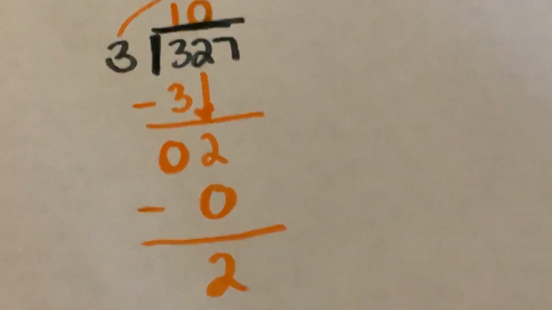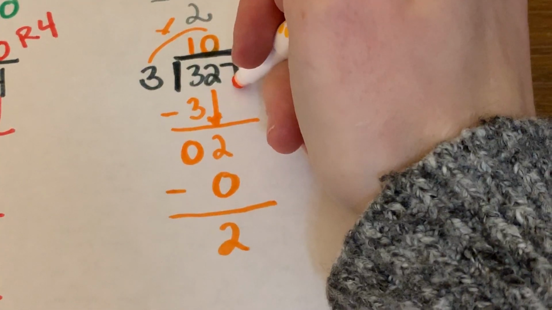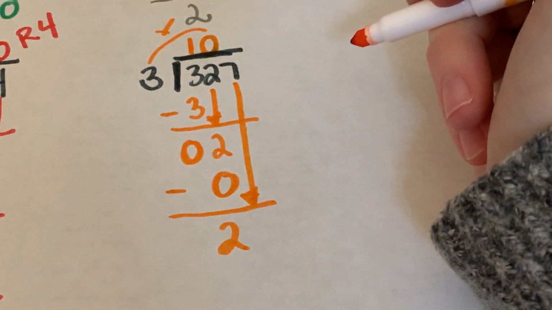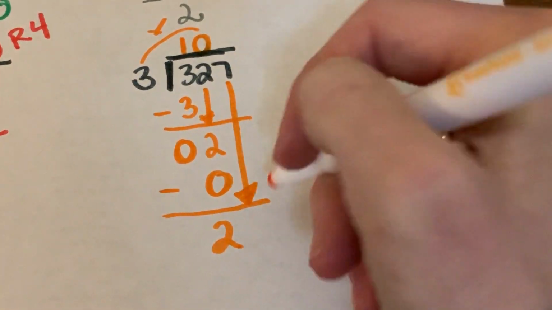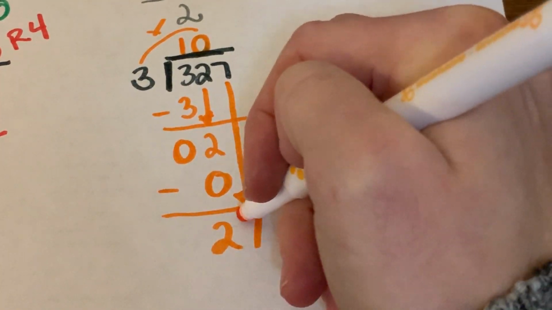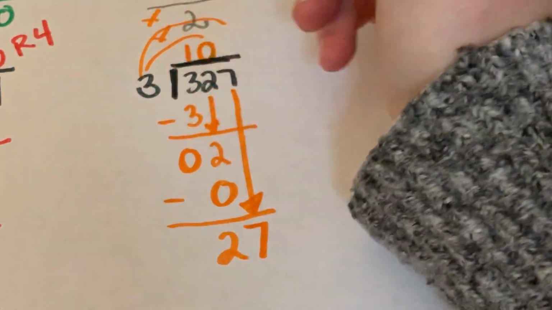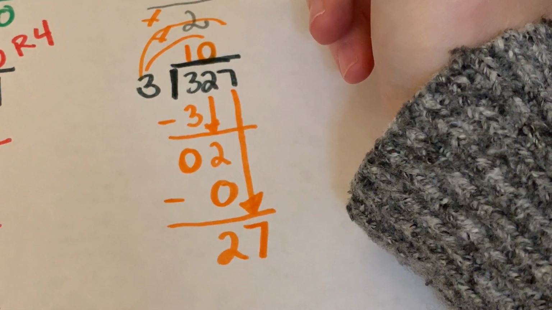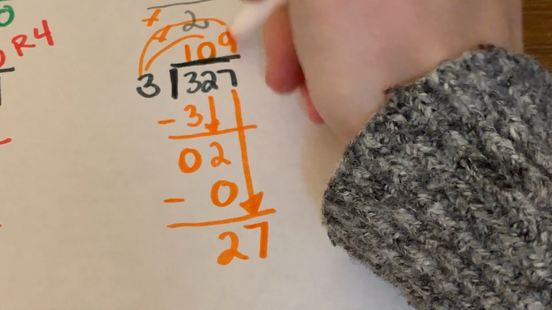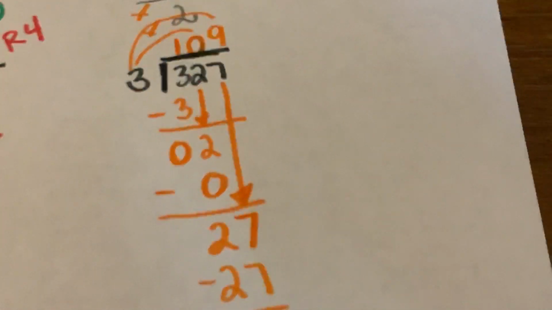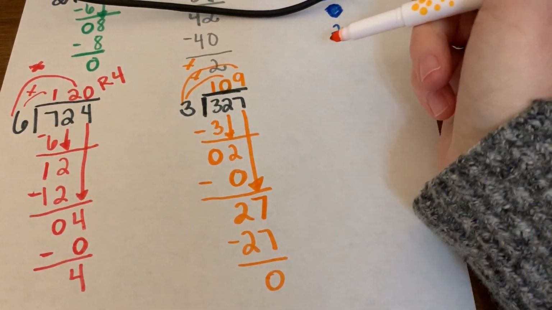Okay? I'm bringing down the 7. And I have 27. Now, 3 times what gives me 27? 3 times 9, subtract 27, and I have 0. So I have 109 as my answer.